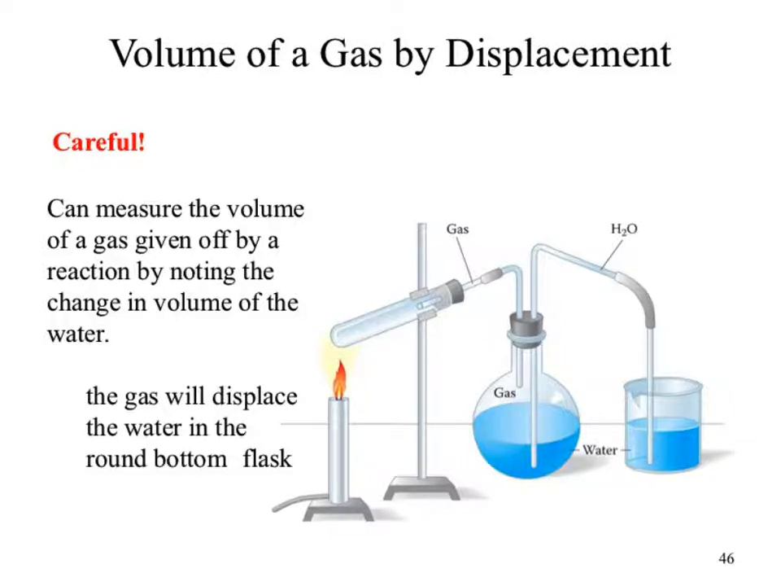If I add heat here, what am I measuring the volume of? Gas produced, or the gas plus the contribution from the heat? I'm getting both. Okay? So this can be a tricky system to use. We have to be a little bit careful with it. We have to make sure that when we start measuring the volume, the gas is room temperature. How can I ensure that that's the case?